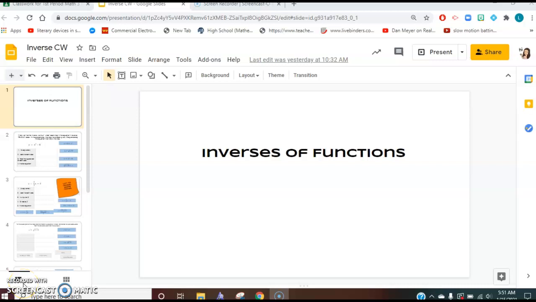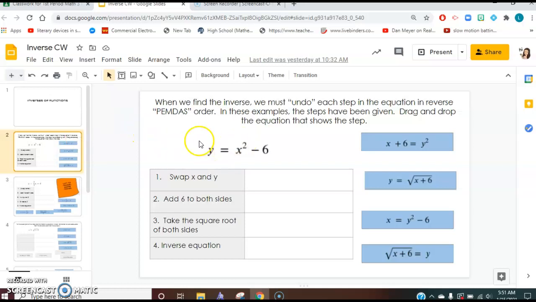Hi guys, this is a video to walk you through the classwork assignment that you're doing today. So in the video that you watched last night, I used a method called the do-undo list. This is basically just the same thing but a different method. If you made a do-undo list for these, it would be following the exact same steps. All right, so if you don't like making the do-undo list, we can solve these like a regular equation.